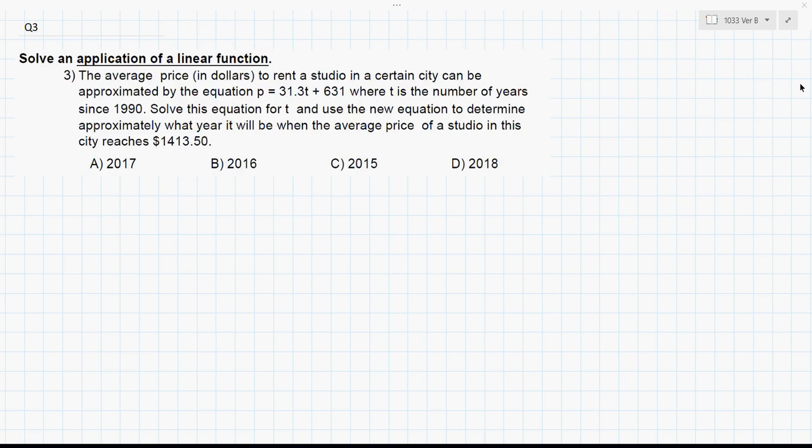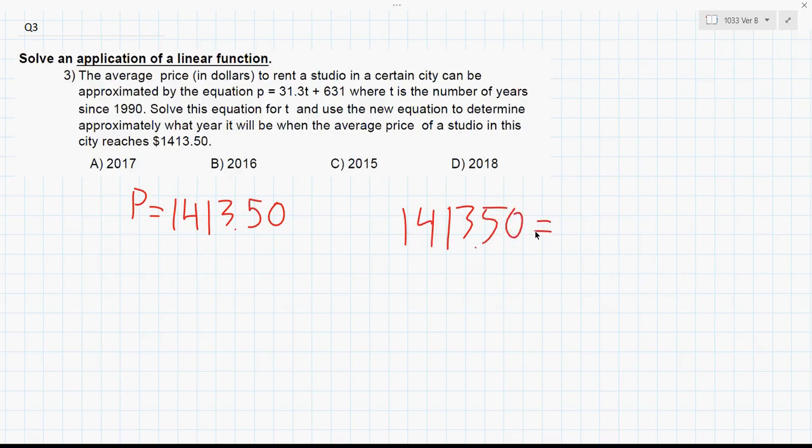So because we're looking for when the P, which is the price, equals 1413.50, what you could do is set that equation equal to it and then solve for T. So you go 1413.50 equals our equation of 31.3T plus 631. So the first thing we'll do is subtract 631 from both sides.